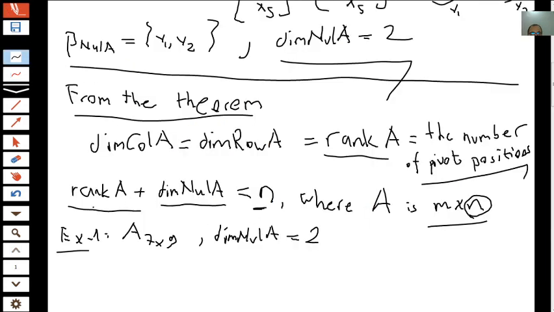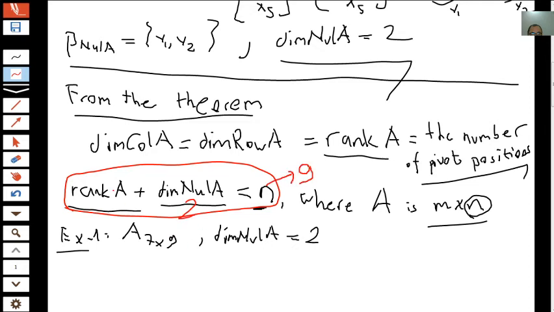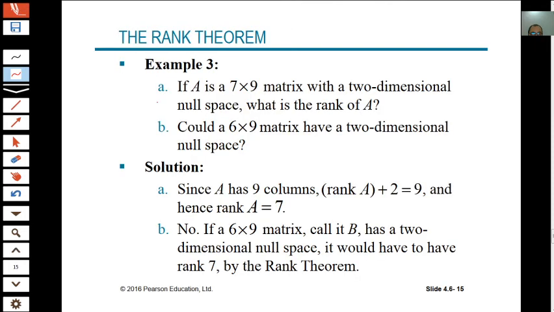Easily, from this equality, we know the dimension of the null space is equal to 2 and n is equal to 9. The rank of the matrix A is equal to 7. Easily we can find it by using the theorem.